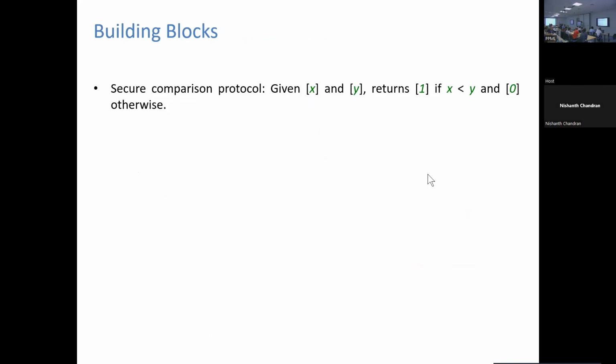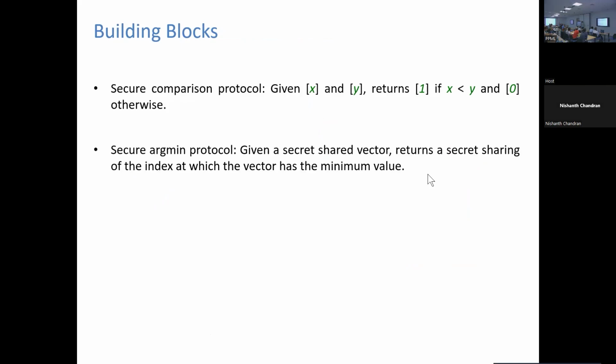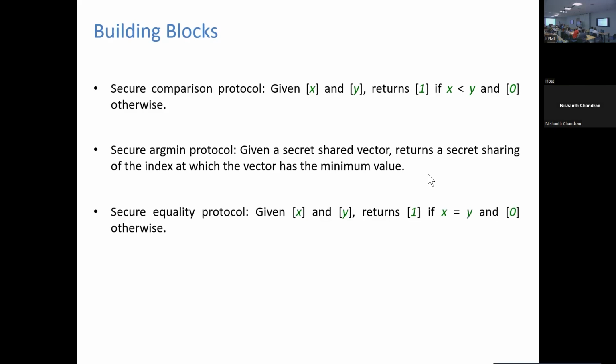But of course, we also want to use some building blocks for operations that appear all the time, such as secure comparison or secure argmin. For argmin, you have a vector, you want to find the index of the smallest value in the vector, and you want to obtain a secret share of the index of this minimum value. Also an equality protocol, and secure division, all these kinds of things. We didn't design our own protocols for this. There are existing protocols for this kind of thing that we just use. And I will not get into the details yet.